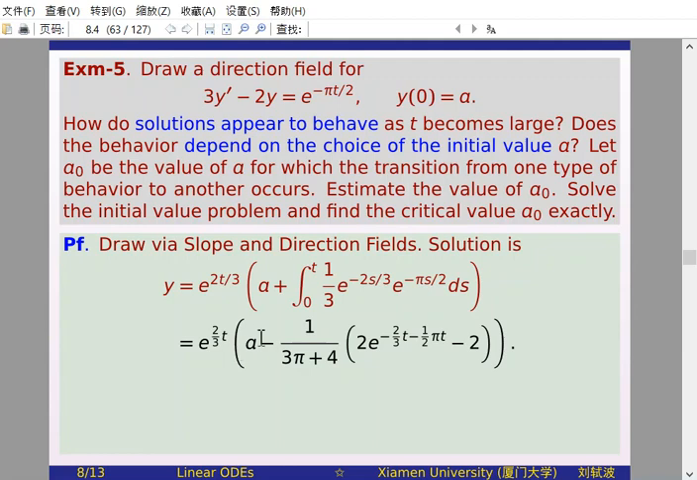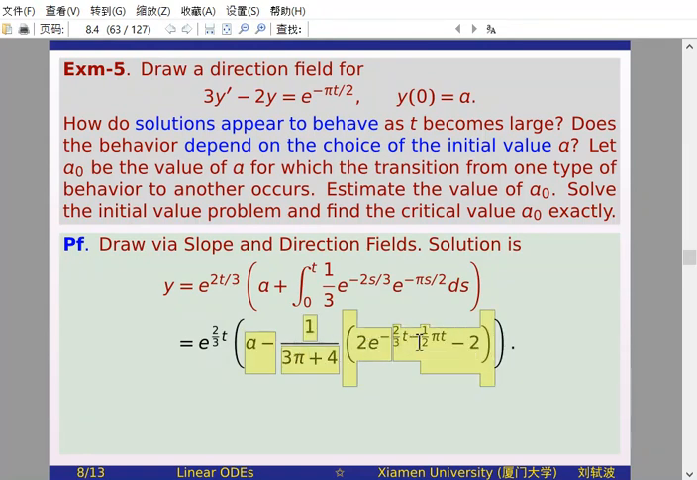So how do we determine which A is the critical value? When t goes to positive infinity, the exponential term at the beginning increases to positive infinity. But the other part of this solution, we don't know whether it is positive or negative. When t is large, this exponential is a minus exponential, so when t goes to positive infinity, this term goes to 0. Therefore, the critical A should make the limit of this to be 0.